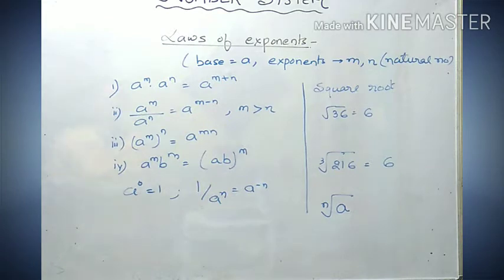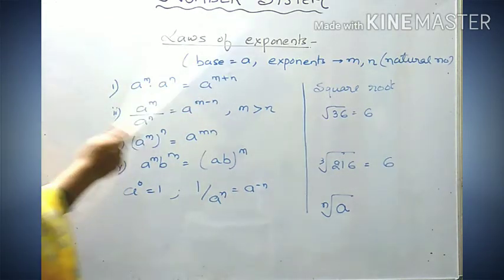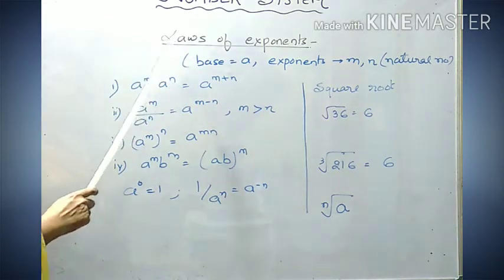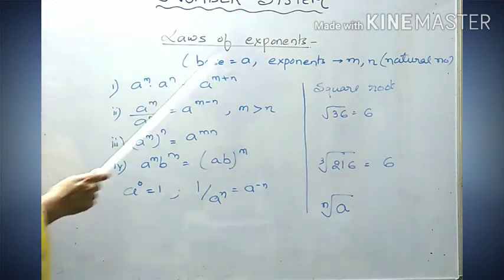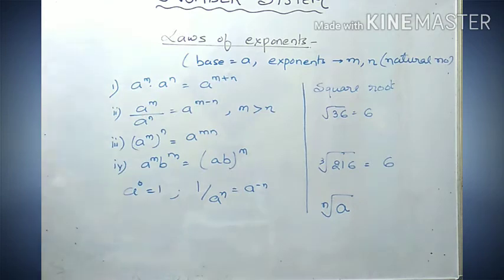Everyone, do you remember these laws of exponents? These are the laws of exponents for the natural numbers. Here, the base is a and the exponents are m and n, which are natural numbers. Then the first law was a to the power m into a to the power n is equal to a to the power m plus n.